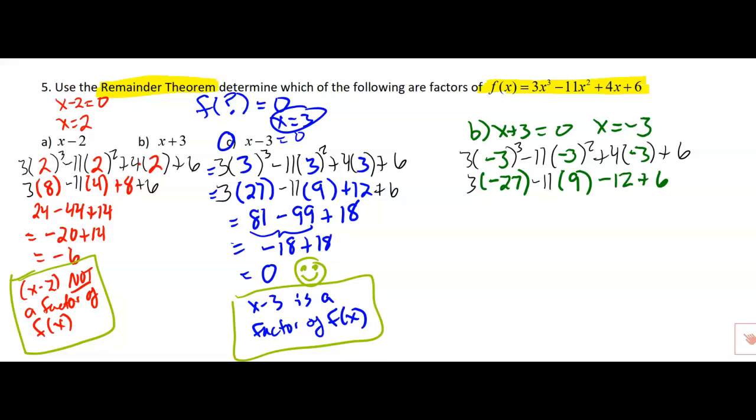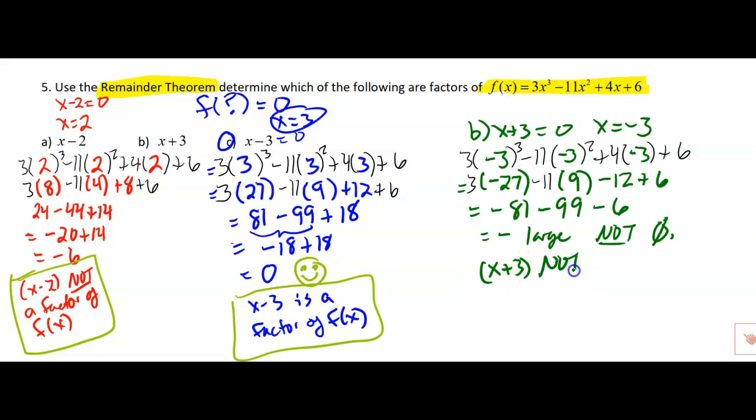What do I get next? Negative 81 minus 99 minus 6. And what I see is I have negative, negative, and negative. So that is going to just turn into some negative large number. Definitely not 0. Not 0. So what did I just find out? It didn't ask me to evaluate it, so I can stop here. What I'm going to say is x plus 3, not a factor.